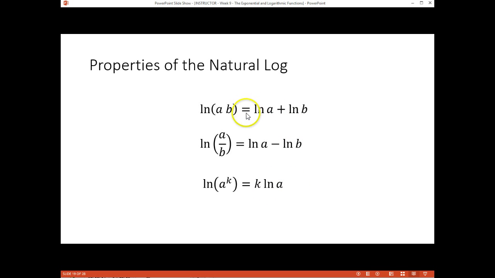Now please understand, whenever you see these equal signs for these properties, they go both directions. So I can go left to right or right to left on any of these properties. Let's see how some of these properties work.